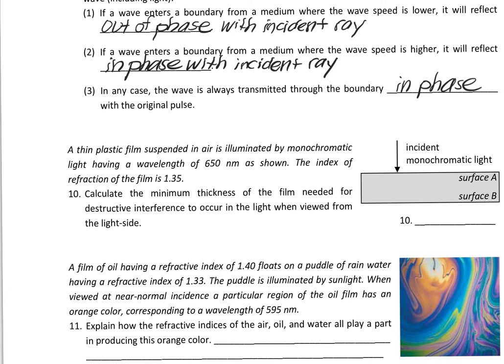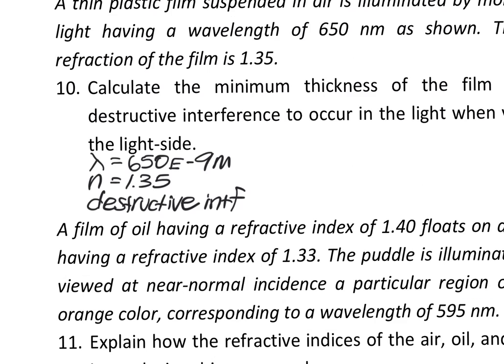And the thin film destructive interference equation is on the data booklet. 2dn equals m lambda. So let's write that down. Well, let's write down our given information first. Then we can write down the equation, and we can go from there. So we know the wavelength, and we know the index. And the problem is asking for the condition of destructive interference. And so we have 2dn equals m lambda.